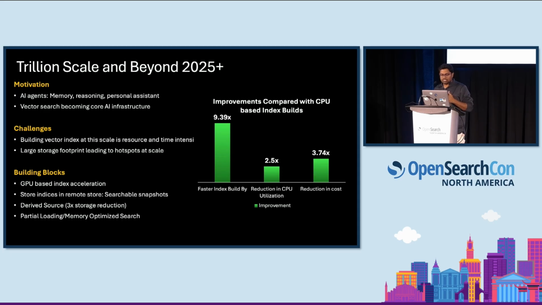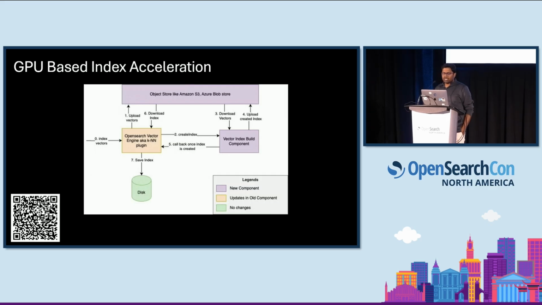So let's talk about the GPU-based index acceleration. The idea is that building these vector indexes on CPU is CPU intensive. You would see 100% CPU utilization. And today, OpenSearch has a way to parallelize the index build. You can add more threads and do the index construction in parallel. But even then, the time it takes is in the order of days. So we need a GPU fleet here.